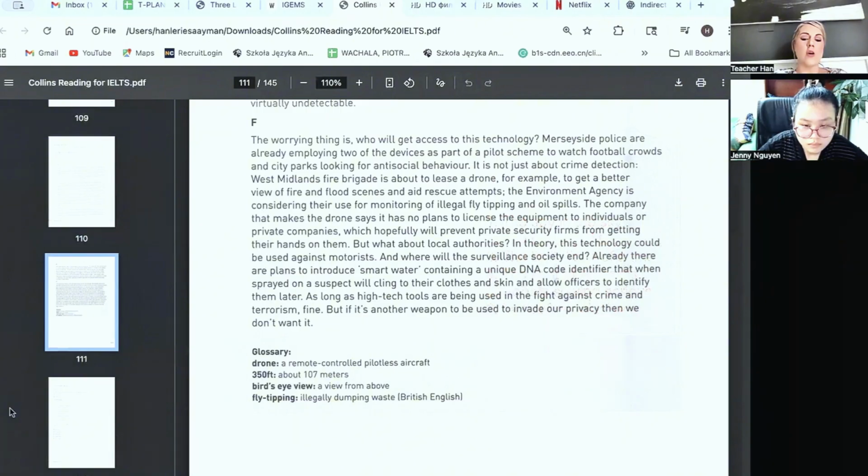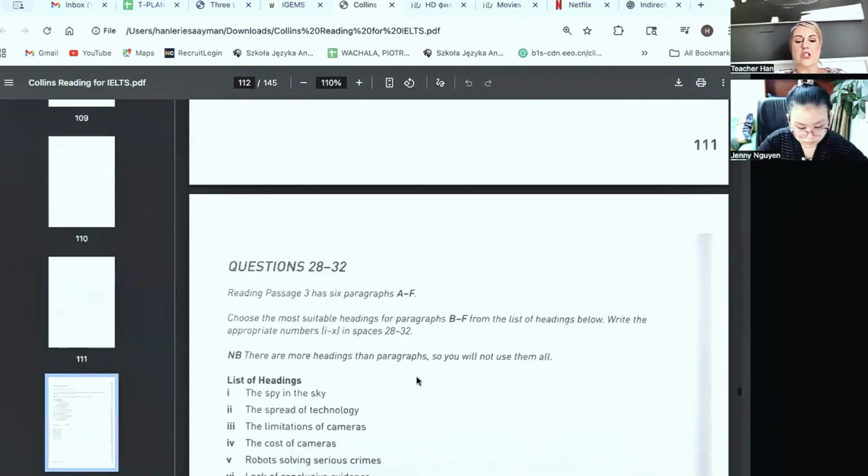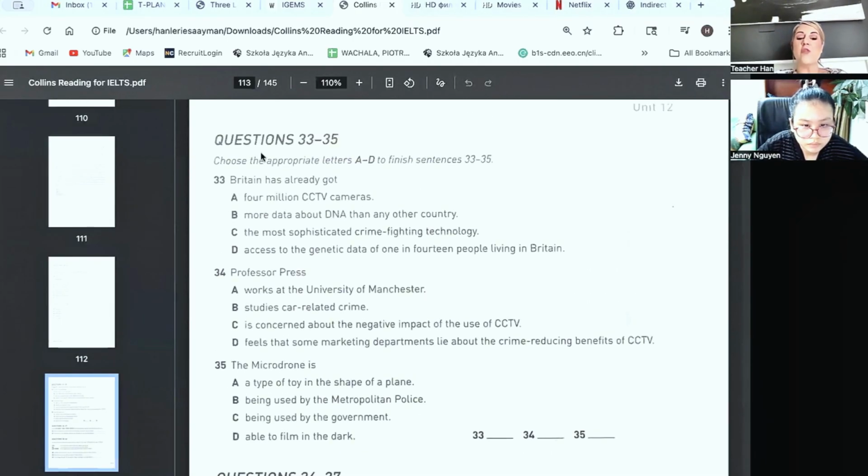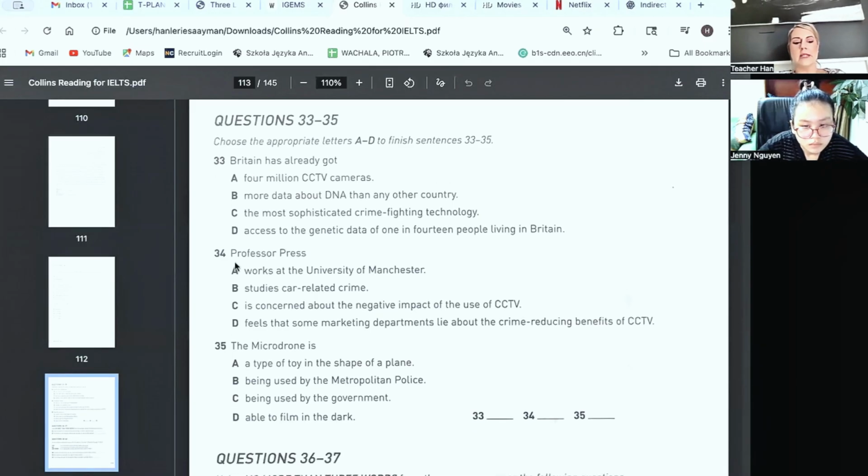Okay, so now that we have completed this, that was the last part. No, not the last part. Okay, now for questions 33 to 35, choose the appropriate letters A to D. Britain has already got A, 4 million CCTV cameras, B, more data about DNA than any other country, C, the most sophisticated crime fighting technology, or D, access to the genetic data of 1 in 14 people living in Britain. Okay, so which one would you say? Is it A, B, C, or D?